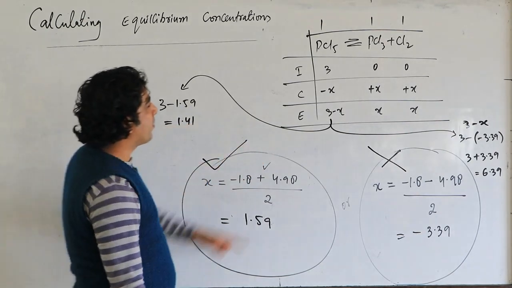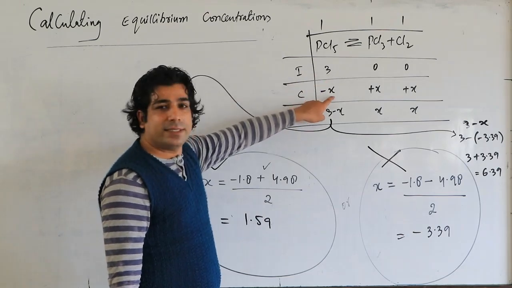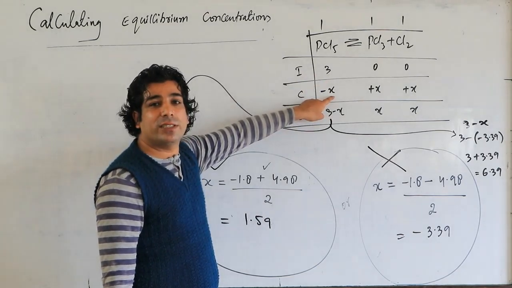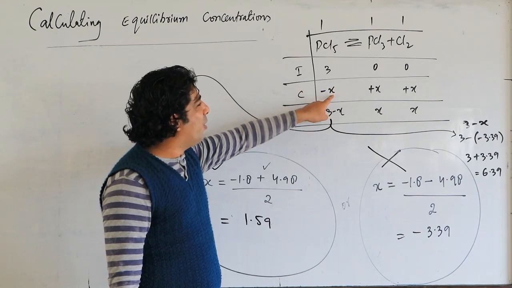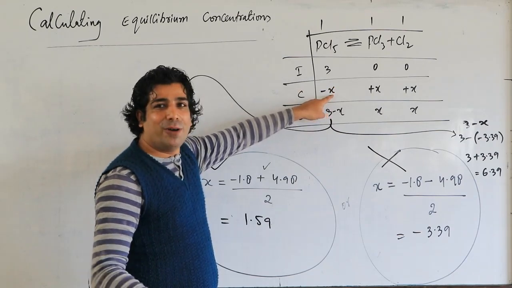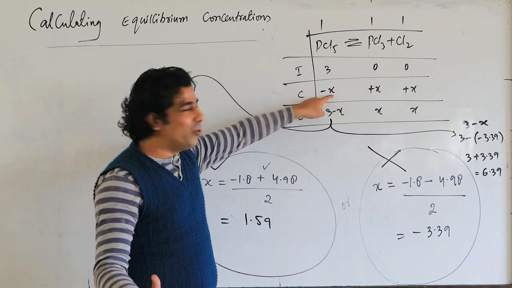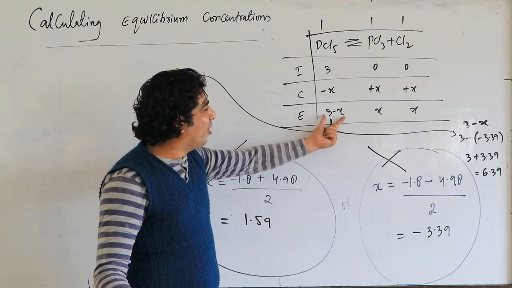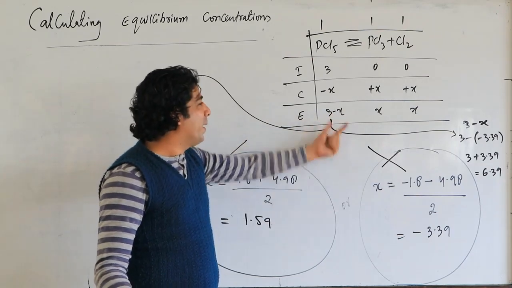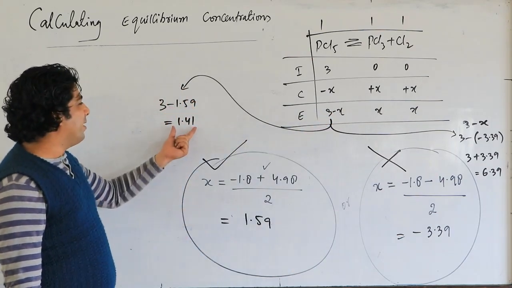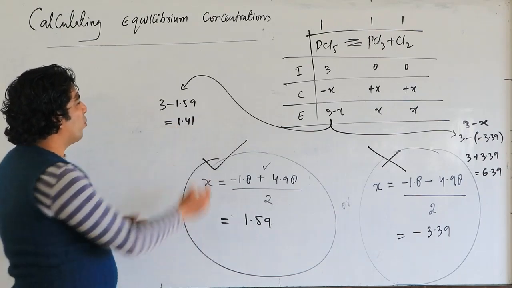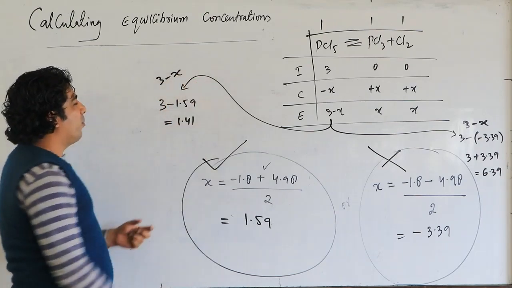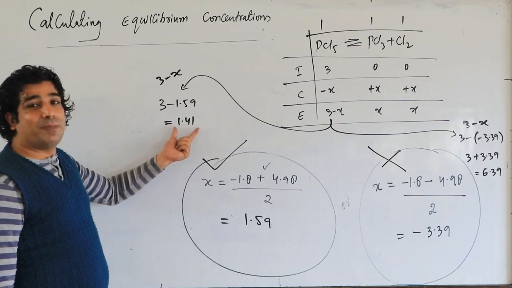And look here, 3 minus X should always be less than what? 3. Because X amount is the amount which is dissociating. So obviously 3 minus X has to be always less. Correct? Now what is my point? We are getting 3 minus X as 1.41. So now, my dear friends, this is the perfect value.